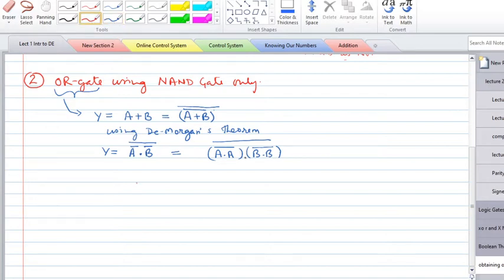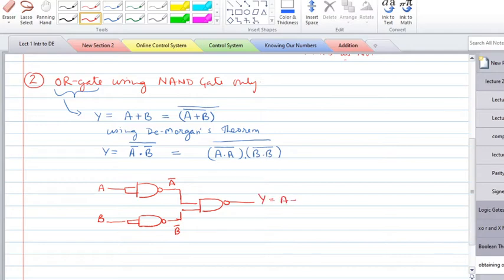That is, first you have to design a NOT gate for A bar. This is your A bar, and second you have to use another NAND gate as NOT gate for achieving B bar, and then finally you have to give the outputs of these two gates to another gate that results in y is equal to A plus B.